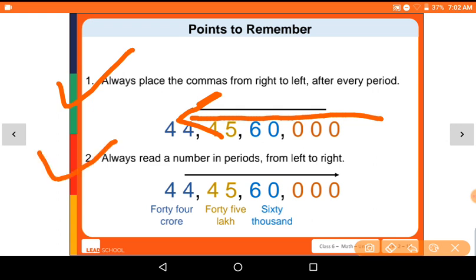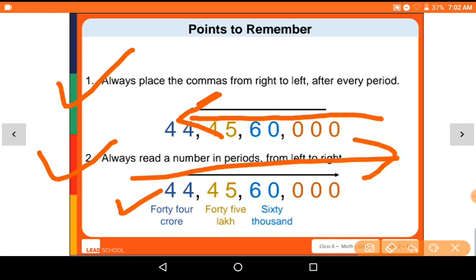और सेकंड चीज, always read a number in periods from left to right. हमें कैसे करना है ये नंबर? जब हम रीड करते हैं तब हम लेफ्ट से राइट की ओर रीड करेंगे। सो 44 crore 45 lakh 60,000। So these are the ways to represent, to read a number, or the ways for putting a comma in each and every period.